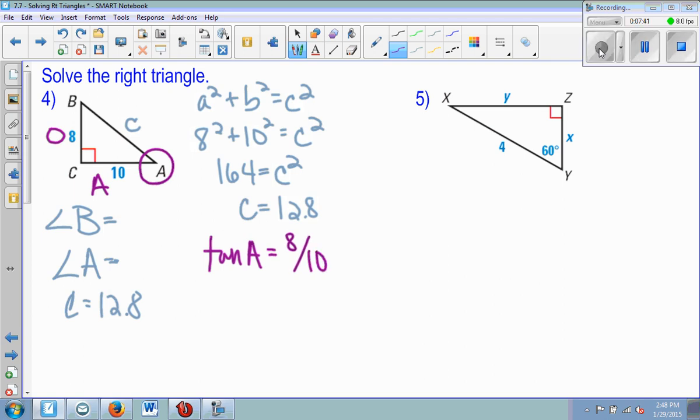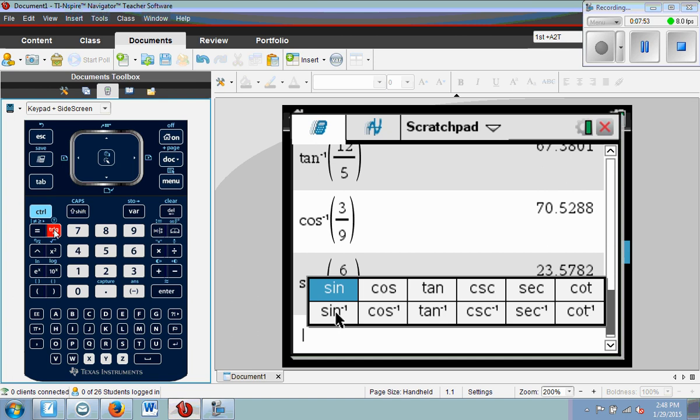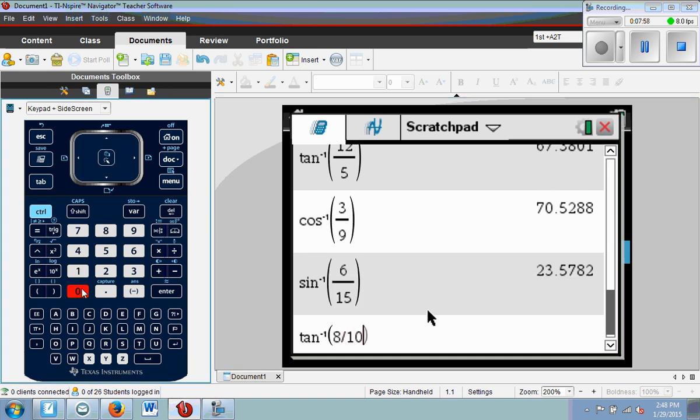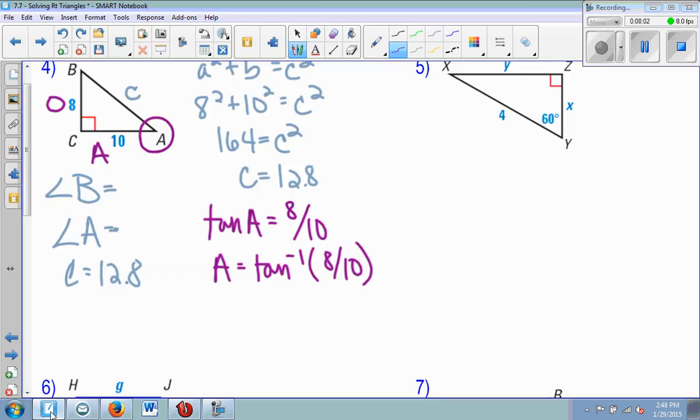And just like on the front side, in order to find an angle measure, we're going to use the inverses. So tan inverse of 8 over 10. That's simply just a calculator problem. So we come over, tan inverse, 8 over 10, and we end up with a value of 38.7 degrees.